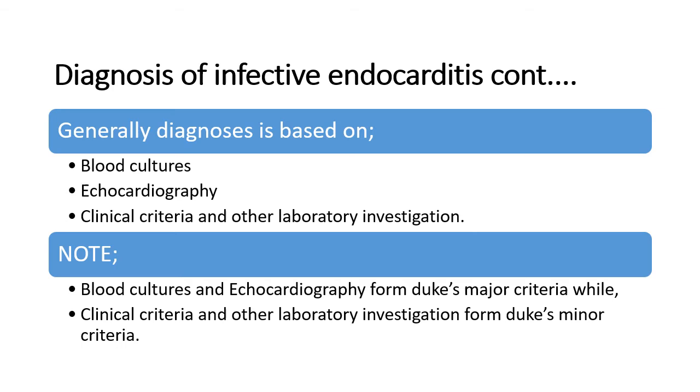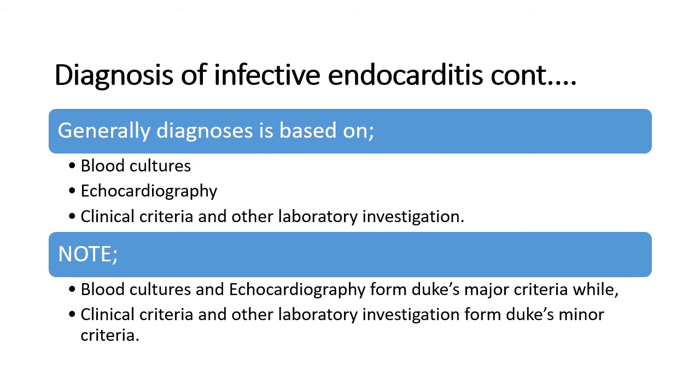It's because to have a diagnosis of infective endocarditis, number 1, there must be evidence of microorganism within the blood. And how can we have evidence of that bacteria? We must do blood culture. Number 2, there must be evidence of valvular damage. And how can we see the valvular damage? We have to use echocardiography. That's why we say the blood culture and the echocardiography, which give us evidence of microorganism and the evidence of valvular damage, form Duke's major criteria.